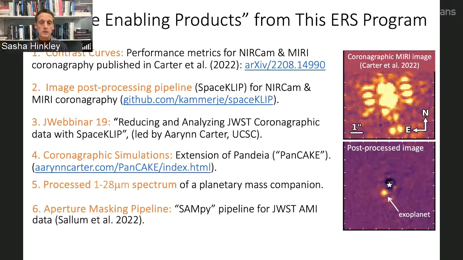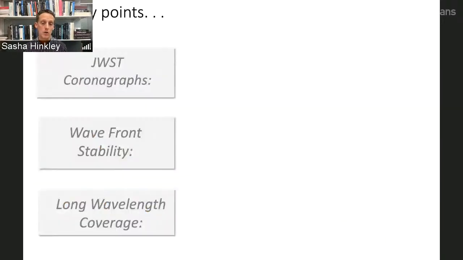There's a lot of other science-enabling products that I won't go into here, but I'll just list these saying that we have software post-processing pipelines available for coronagraphy and aperture masking. We have simulation packages for coronagraphy and for aperture masking. And there's a great JWebinar led by Aaron Carter.